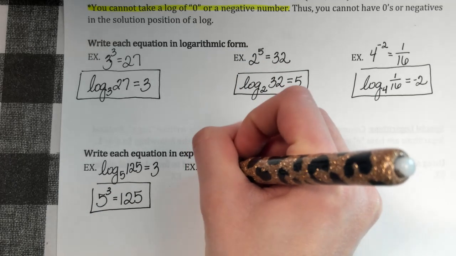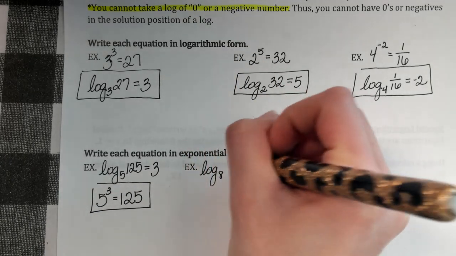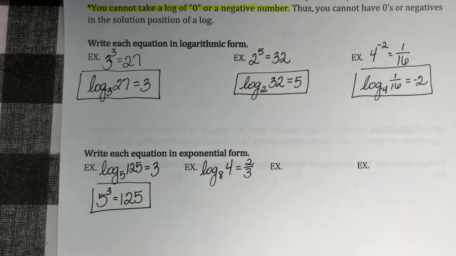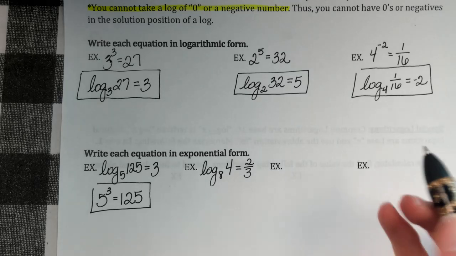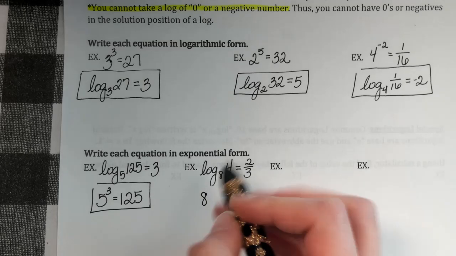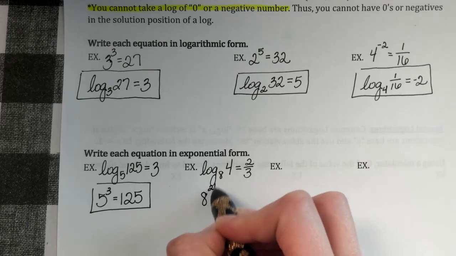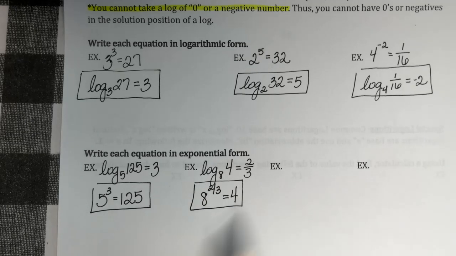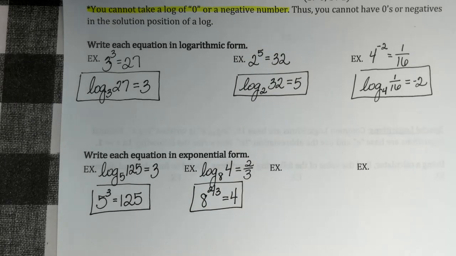Then I have log base 8 of 4 equals 2/3. How do I rewrite that? What's my base? 8. What's my exponent? 2/3. Equals 4.